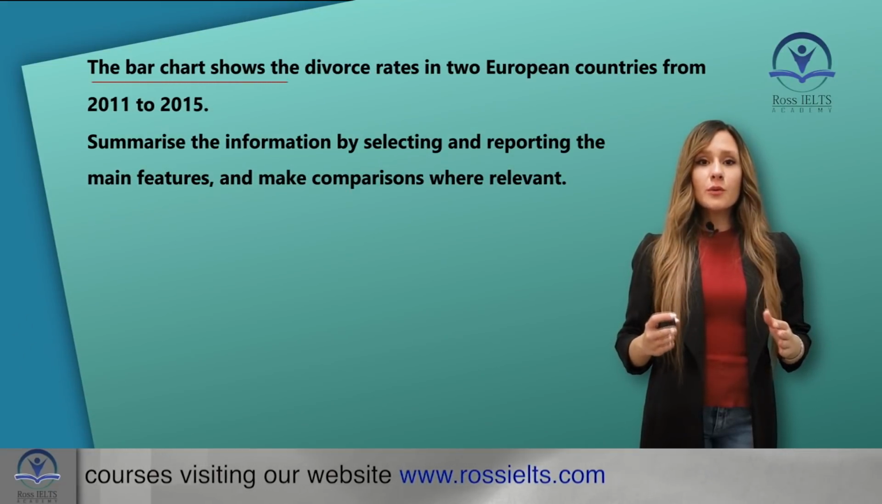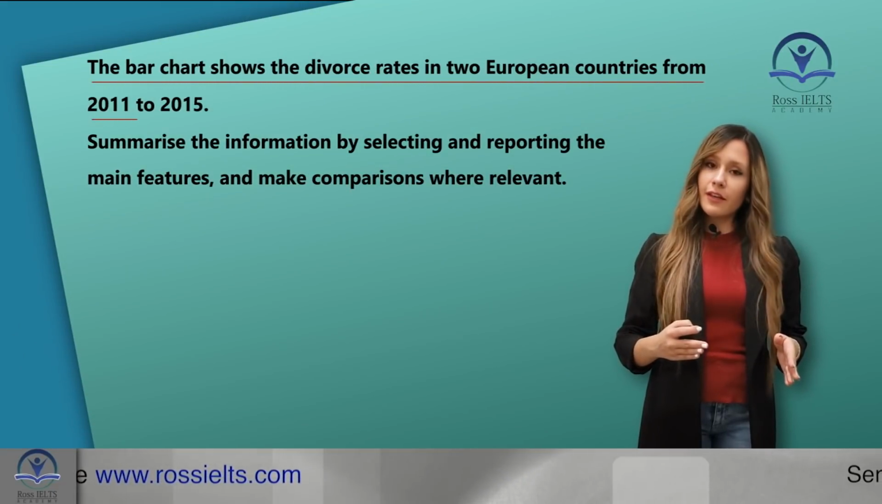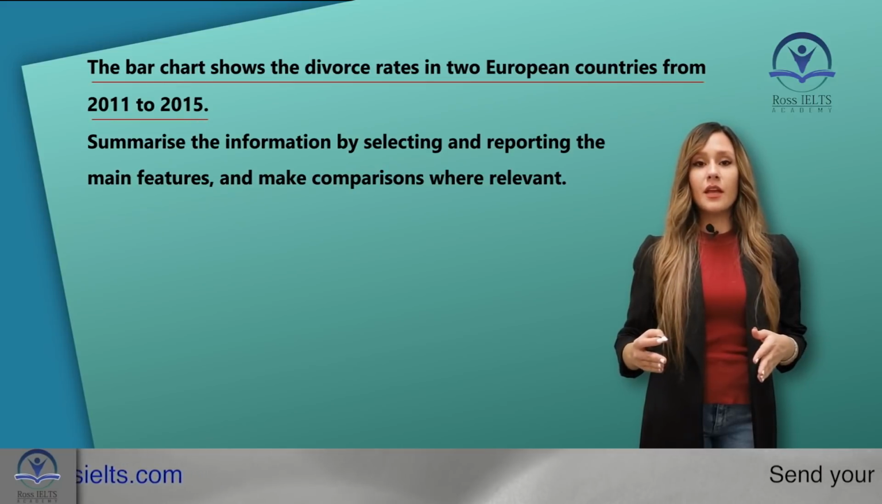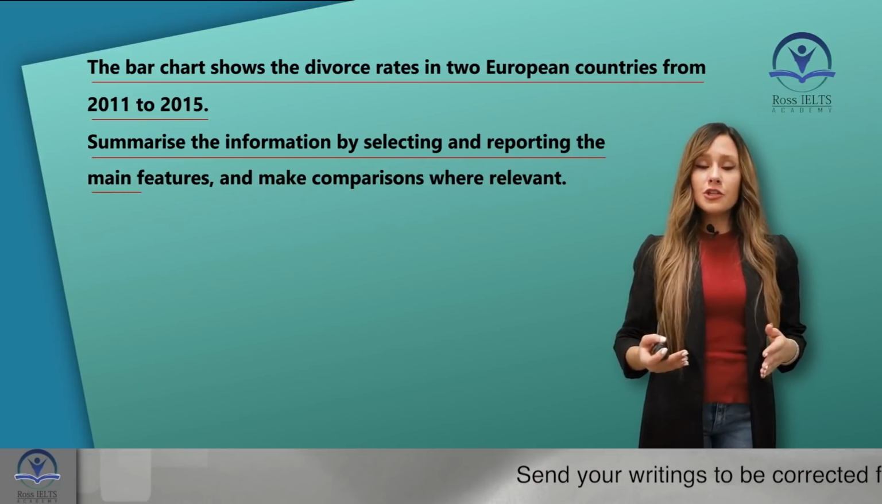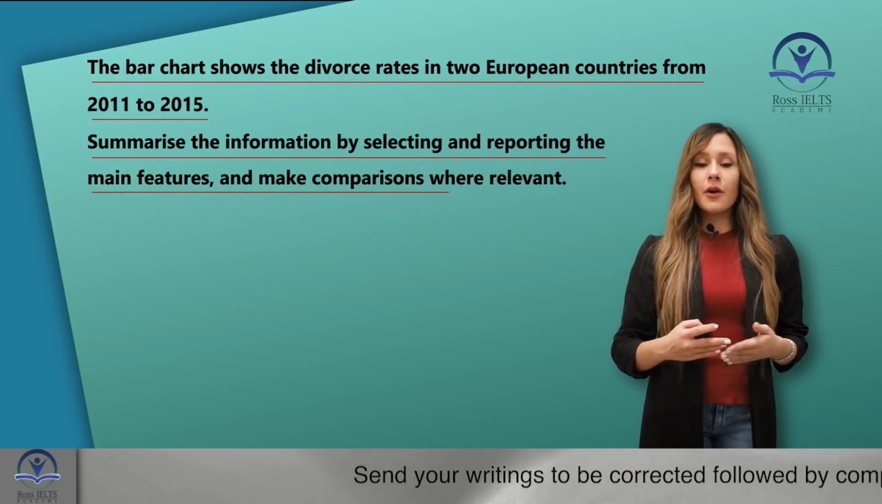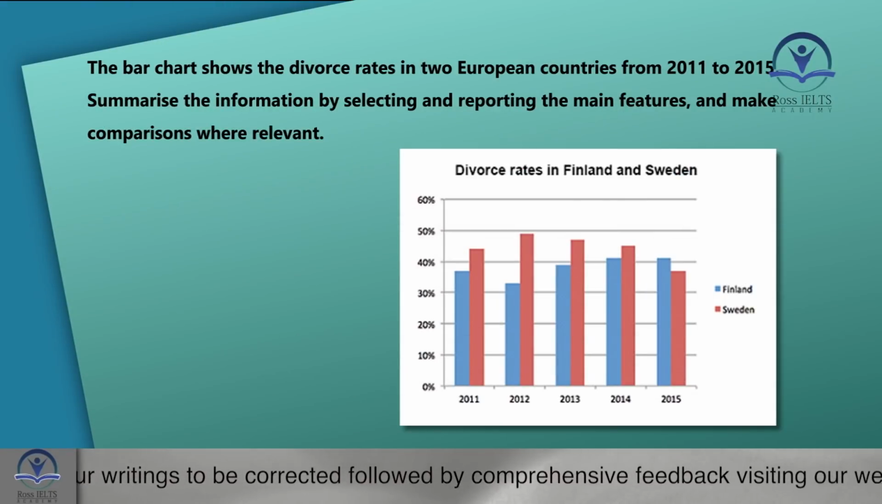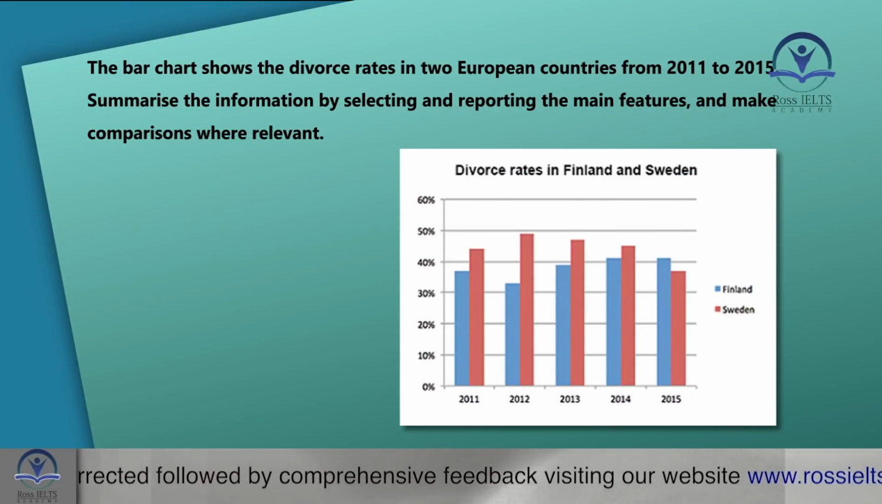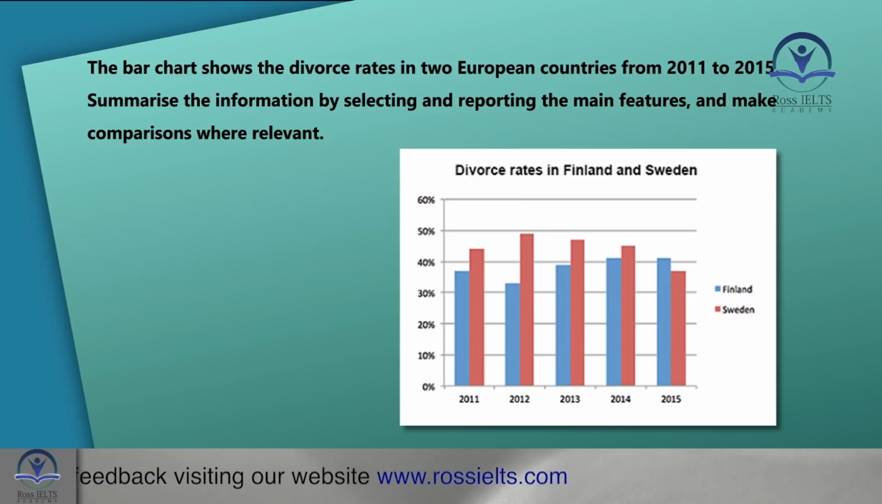The bar chart shows the divorce rates in 2 European countries from 2011 to 2015. Summarize the information by selecting and reporting the main features and make comparisons where relevant. As you can see here, we have a bar chart. The first thing we see is the topic statement and the question you're asked in the box.